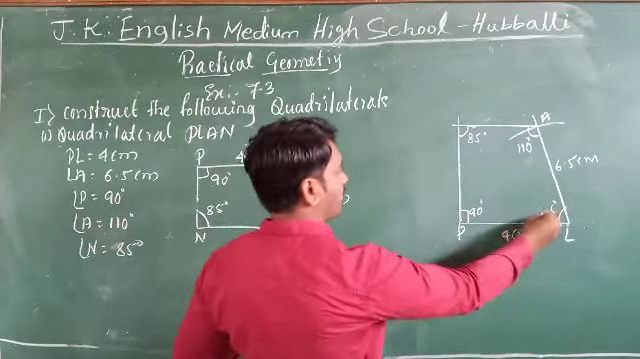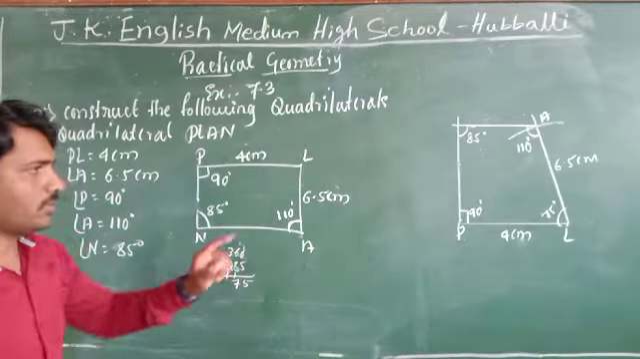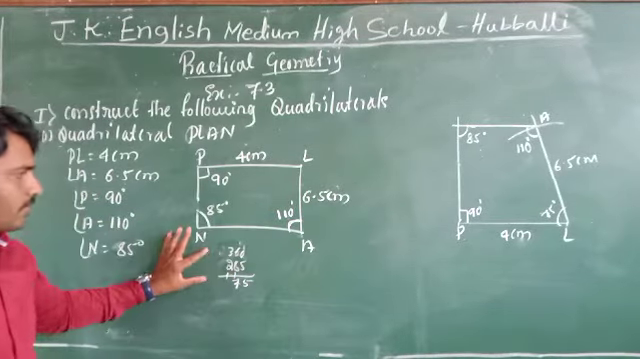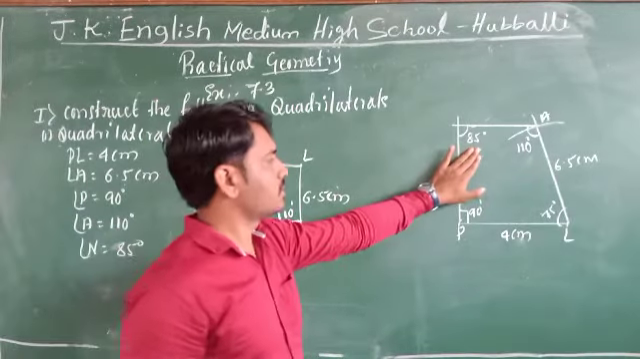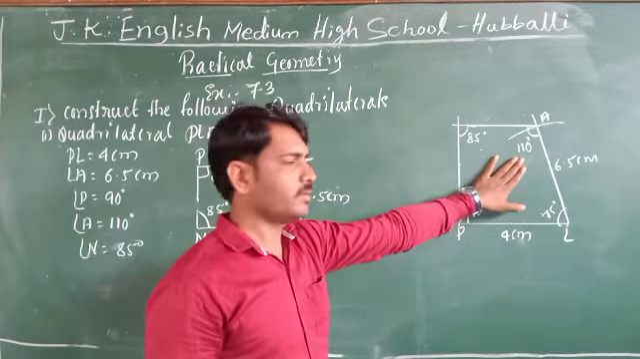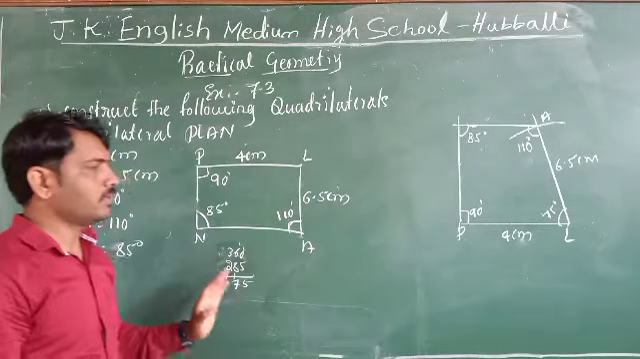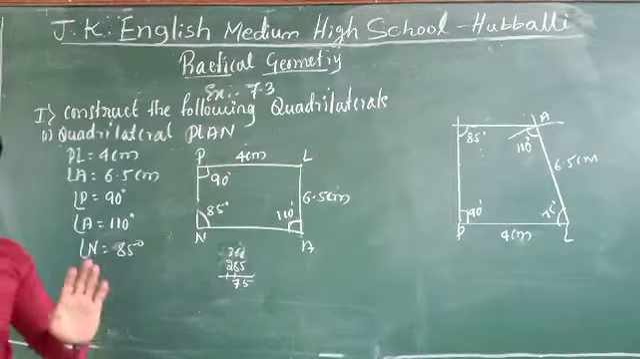Later on, 75 degree means we got the 75 degree by using the interior angle sum of a quadrilateral. Later on, this is 85 degree, and this is 110. This is from the geometrical instrument.